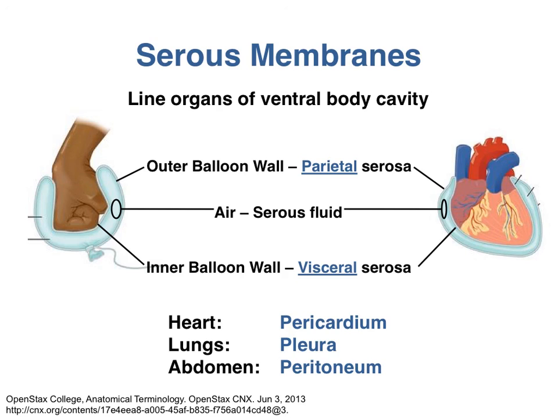So if you imagine, say, your heart as your fist, there's an inner serous layer lining your heart, and that's called the visceral serosa. If you think visceral refers to the organs, so the visceral serosa is the layer that's actually touching the organ. And then the outer layer is called the parietal serosa. When you think parietal, think like a wall. So this is the layer of the serosa that's attached to the surrounding wall of the cavity.